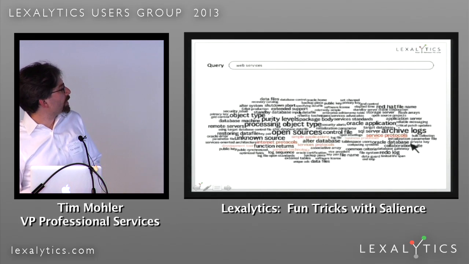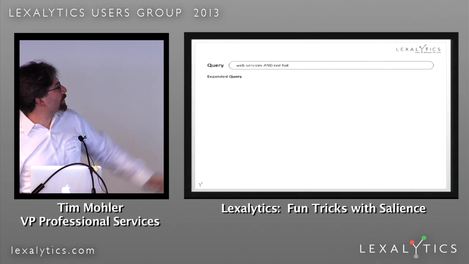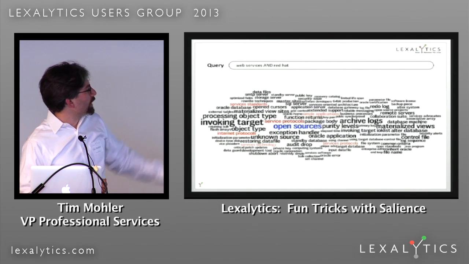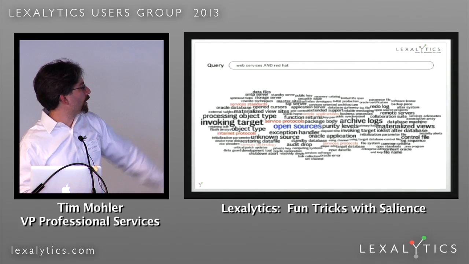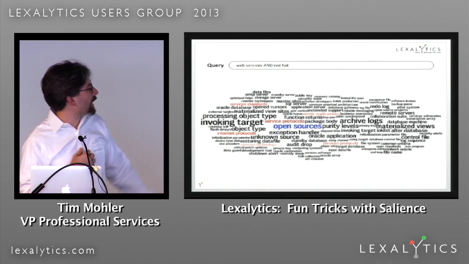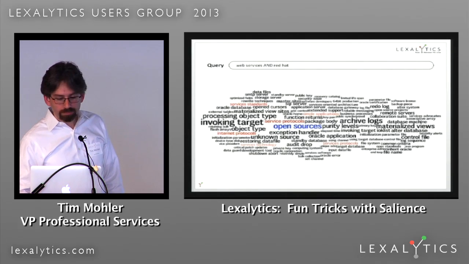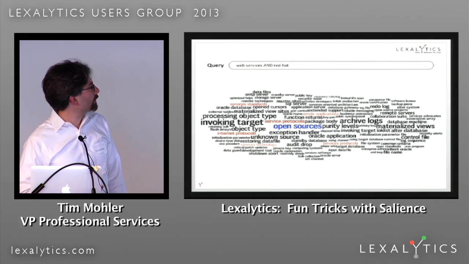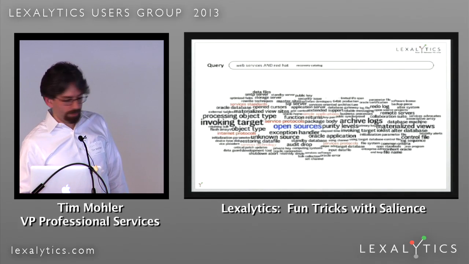what happens is, say somebody picks the Red Hat one, and now we expand out, right? And we say, okay, we're looking for web services or all the things that are related to it semantically, and any of the things that are related to Red Hat. And then you get back this new set of themes, which are again color-coded, right? So the furthest ones away from web services now is open sources, the one in blue. Maybe they're interested in recovery catalog for some reason. And again, we're expanding out.